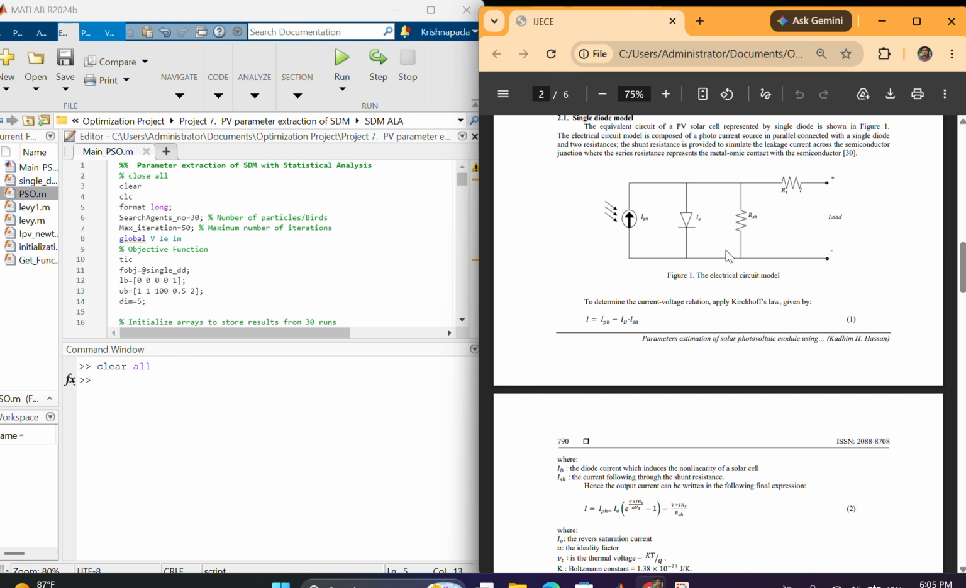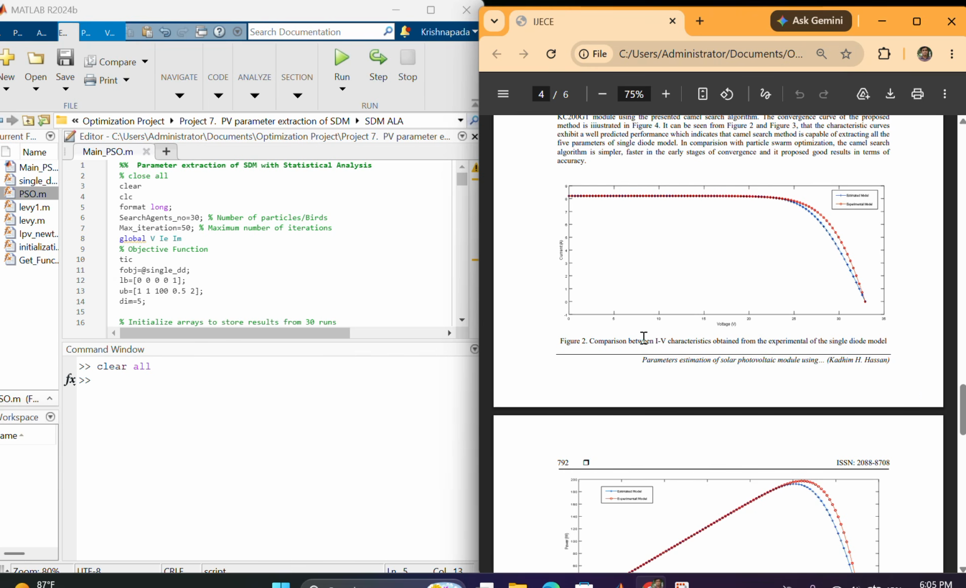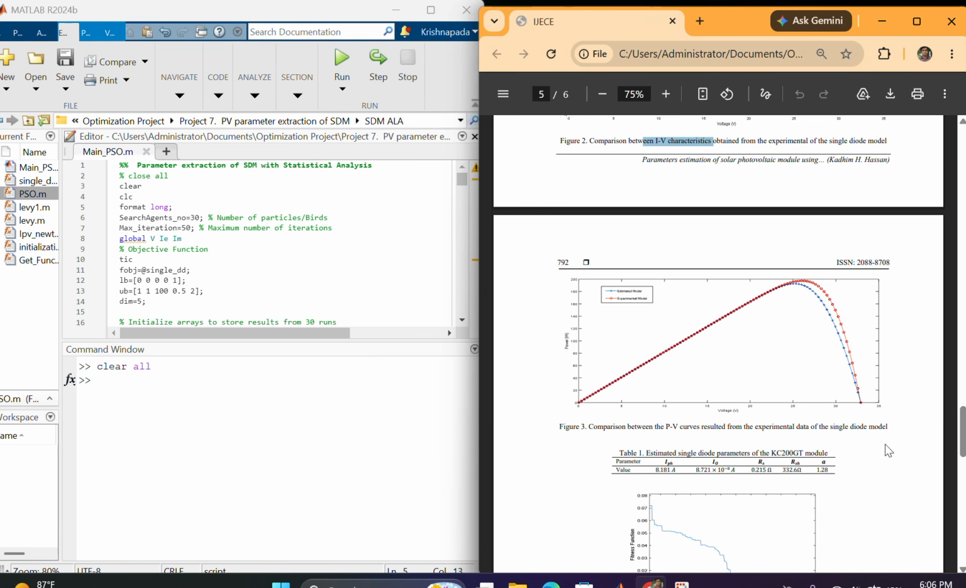A PSO technique inspired by swarm intelligence efficiently searches for the global solution with faster convergence and reliable performance. The model is validated through MATLAB simulation by comparing the estimated and experimental IV and PV curves. That is the IV characteristics curve and another is the PV characteristics curve.